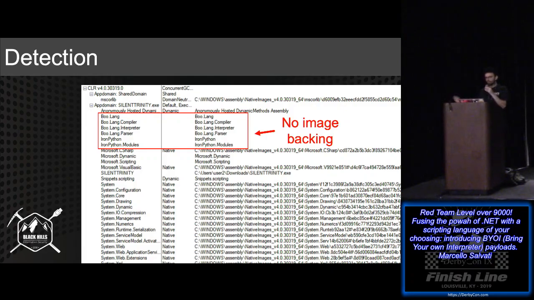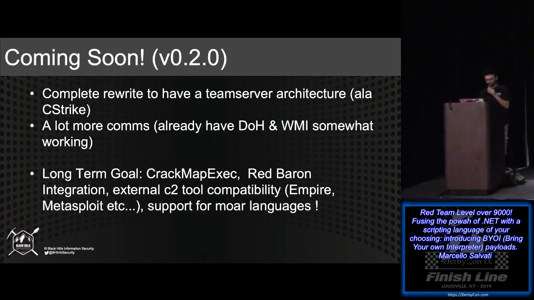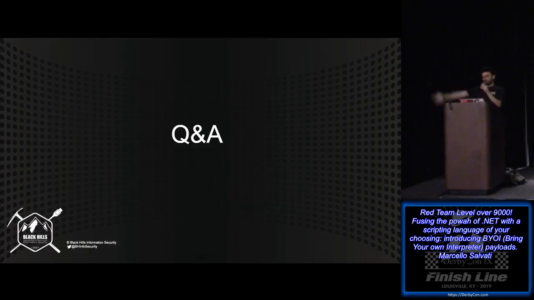Also IronPython, BooLang, and basically any .NET scripting language now is an IOC. If you see anything loaded like IronPython and BooLang, that's probably very suspicious. I already did all this, so you don't have to worry about that. But the long-term goal would be to integrate CrackMapExec within Silent Trinity too, so you have a tool that does your internal stuff and everything else, C2 stuff. So that'd be good. Questions?